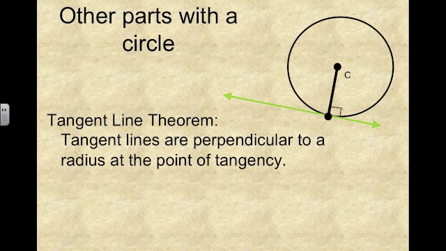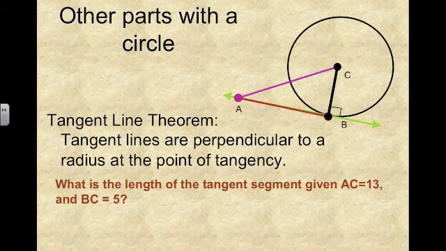And again, if I draw in the external secant segment all the way out to point A, and I start with point C, what is the length of a tangent segment, that's the outside part, given that AC is 13 and BC is 5? Well, since it's perpendicular, that must mean I get to use the right triangle stuff again. AC is my hypotenuse, BC is a side, AB is a side. So AB squared plus BC squared has to equal AC squared.